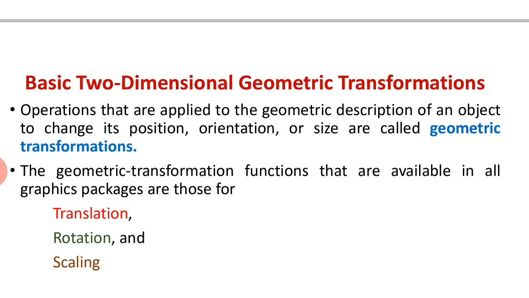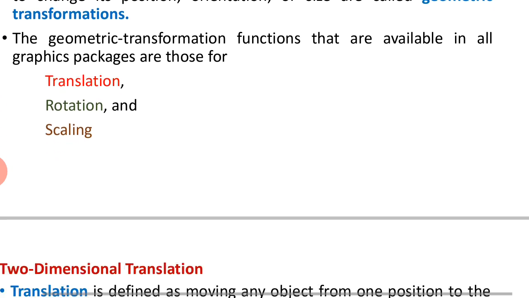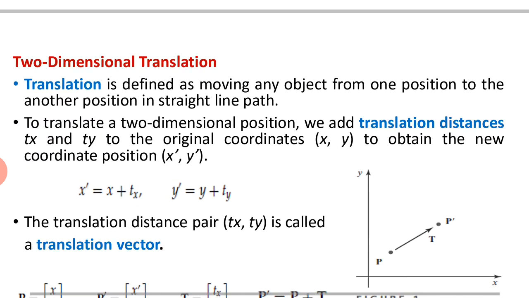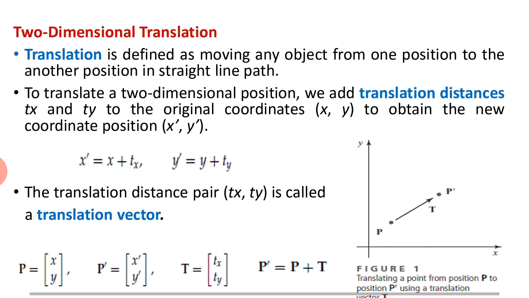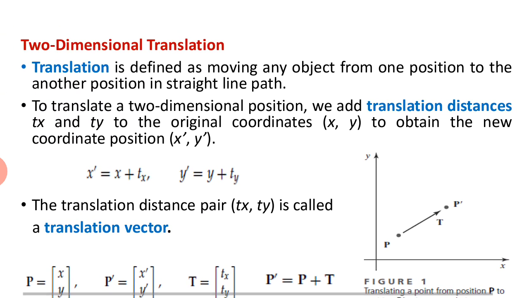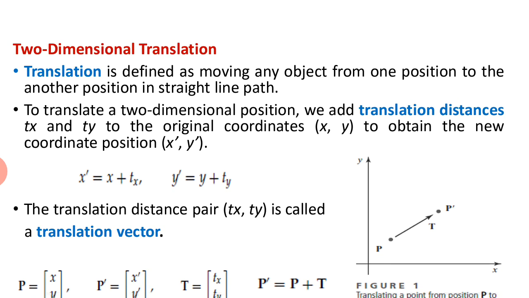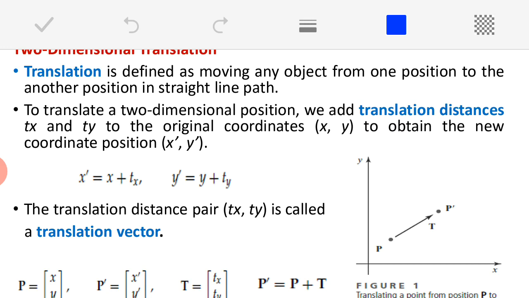Now, we will move on and discuss all these types one by one. My very first transformation type is two-dimensional translation. Now, look at the definition here. What is translation? Translation is defined as moving an object from one position to another position in a straight line path.